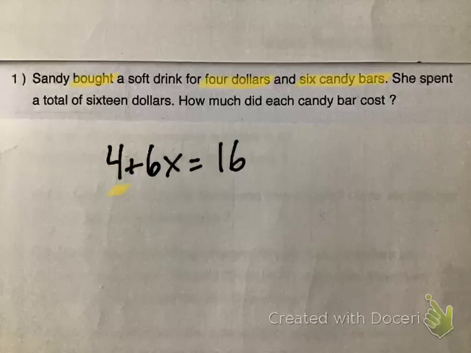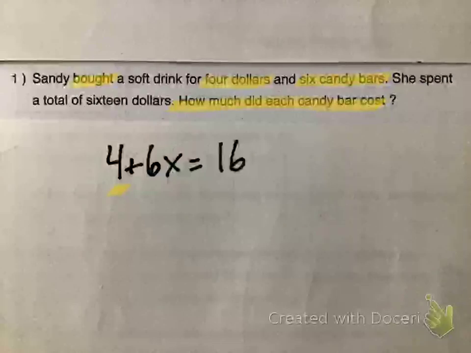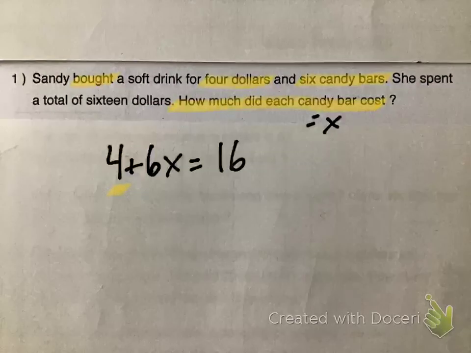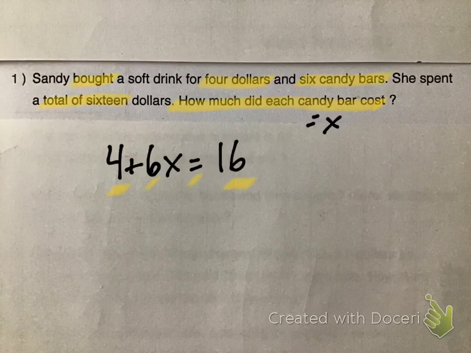And 6 candy bars. But do we know how much each candy bar costs? Do we know originally? No. So that's our variable. How much does each candy bar cost? And we then know she spent a total of $16. So 6 candy bars times the cost per candy bar, which we don't know.